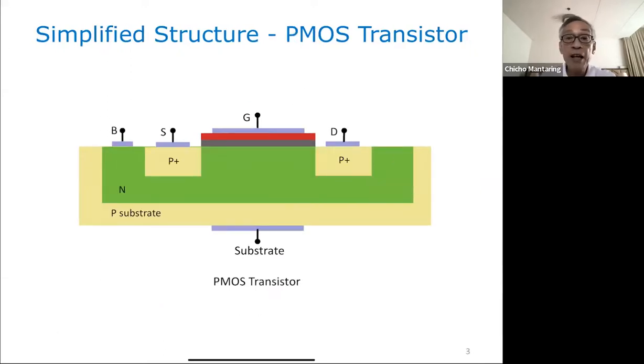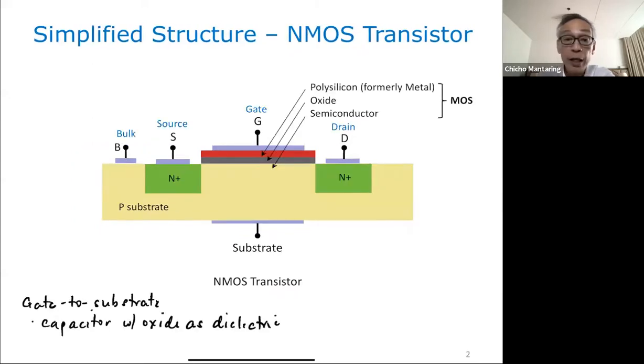Okay, this is the simplified structure of a PMOS transistor. I did not show this in the original slides. I added this. Usually, we fabricate both NMOS and PMOS transistors in the same substrate. So NMOS and PMOS are usually fabricated on the same substrate. The only exception is when you are buying a discrete PMOS transistor. Okay, so how do you fabricate the PMOS transistor?